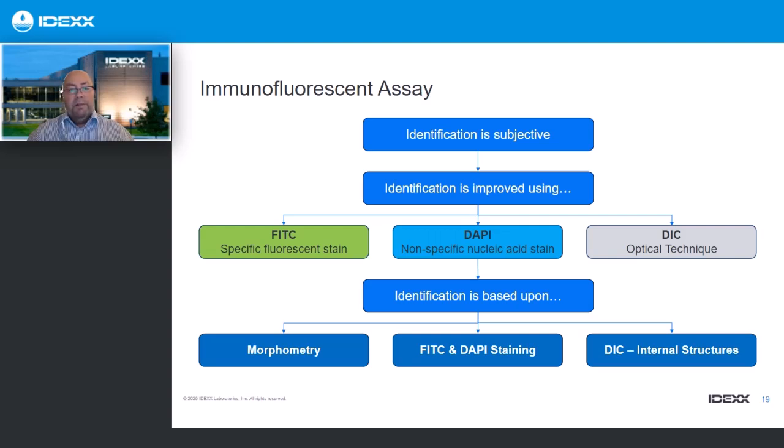One thing I would just mention at this point with regards to DAPI is it can cause problems because it's non-specific. It can stain nucleic acid within plant material. It can stain DNA within algae. And so in certain situations, it might actually make the identification more difficult. So we have this plethora of techniques to try and subjectively identify these organisms.